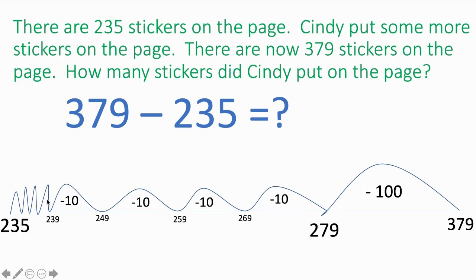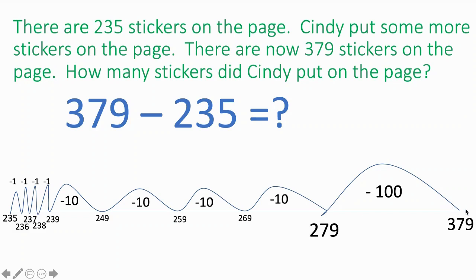We have to go some amount to get to 235. So we want to go back ones. So let's go back 1 and get to 238. Let's go back another 1, 237. Go back another 1, 236, and then go back one more, 235. Okay, so we went back 4 ones.